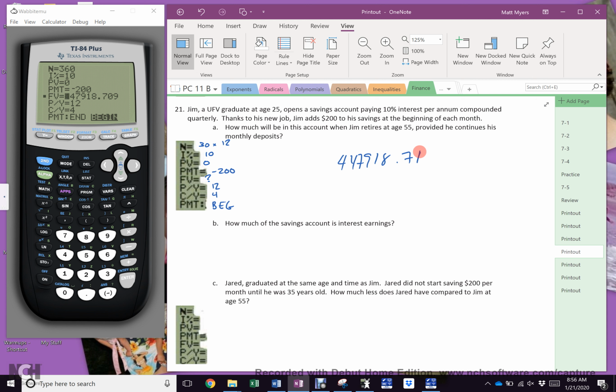Now, please, how much of the savings account is interest? Well, he's putting $200 a month in, right? So he made 360 payments of $200, yeah? How much is that? I'm too lazy to punch it in. What is it? Because it's a pain on my calculator. 272,000? Just 72,000. Oh, yeah, 360 times 200?